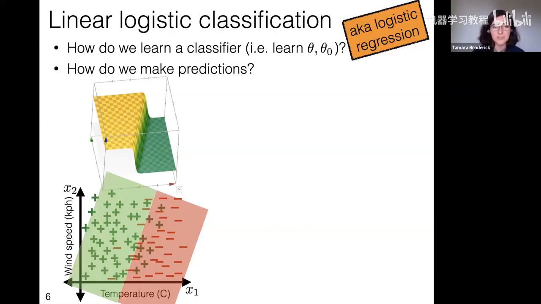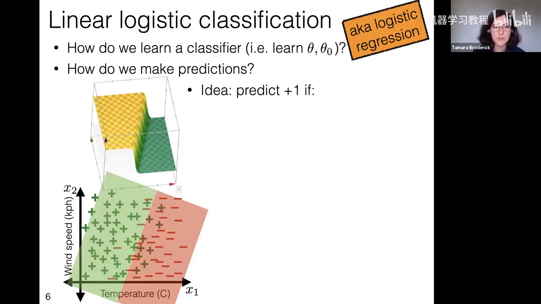Okay, so we need to answer both of these questions, but I'm going to start by answering the prediction question, and then I'm going to come back to the how do we learn a classifier question. So let's start by saying, hey, suppose that I have a theta and theta naught. What predictions does that imply? So that's the question we're focusing on this slide.